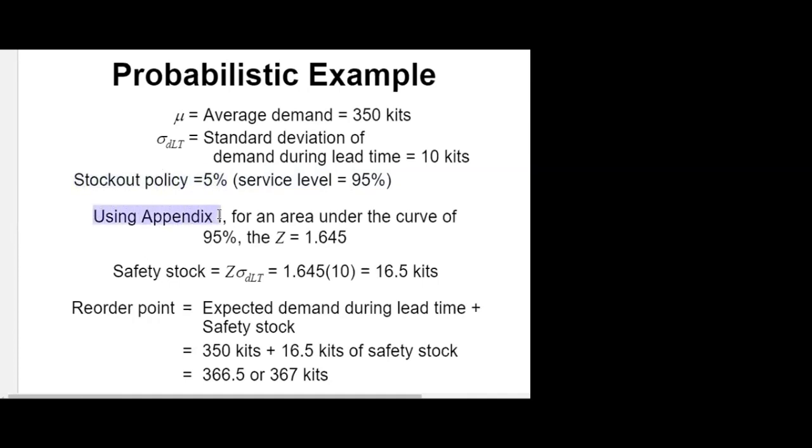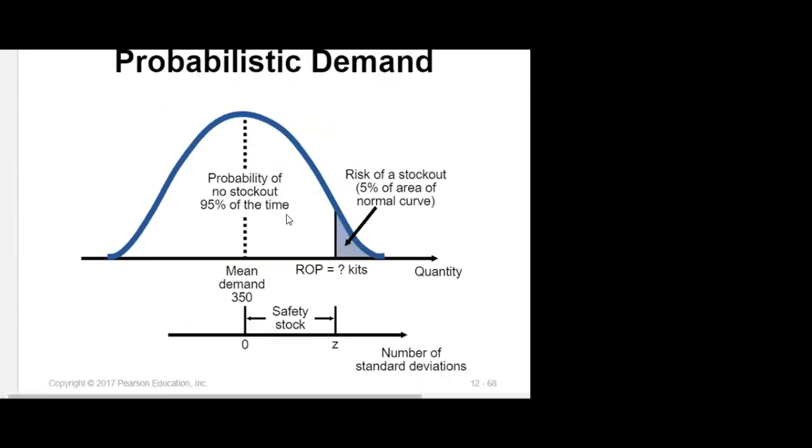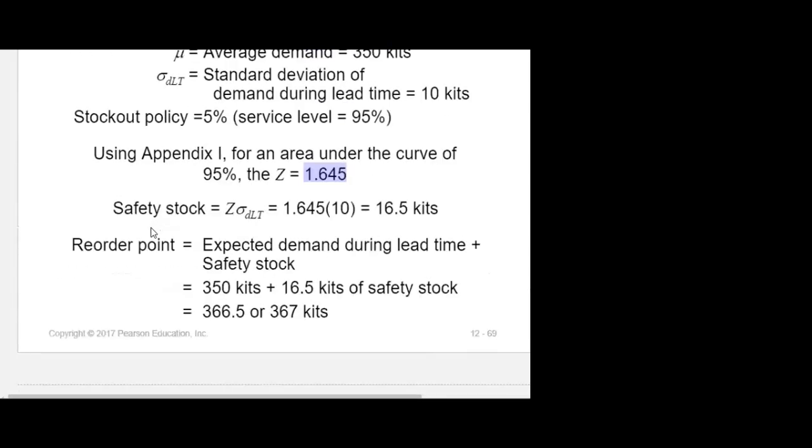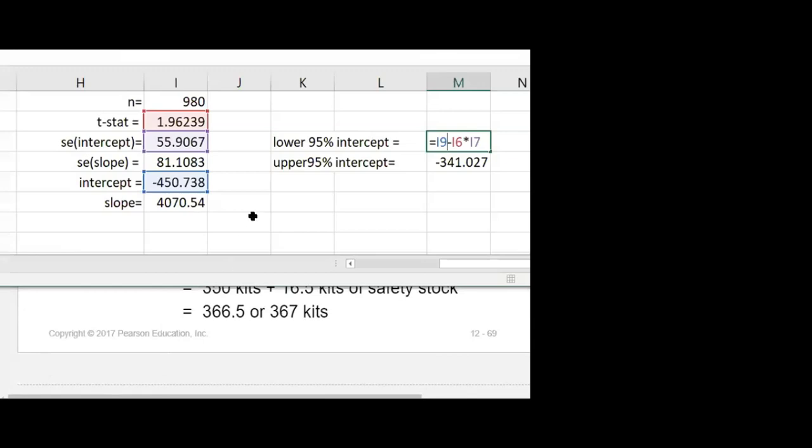Using Appendix 1, you can use the Z table. I provided the Z table in the files for you, but you can also use Microsoft Excel if you want. I can show you really quickly how to calculate that 1.65. So this is a one-tail test, right? This is a one-tail, so 95% on the left of a Z value. Let's see how we can calculate that 1.65 here.